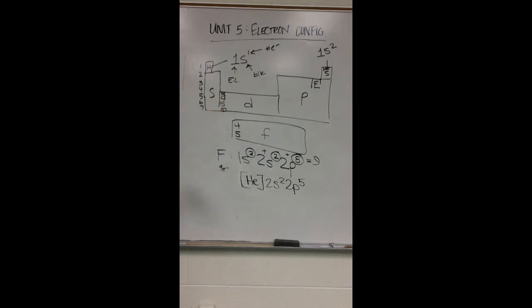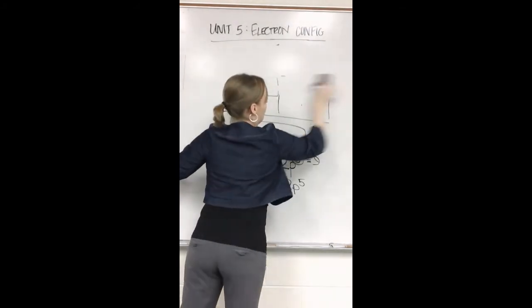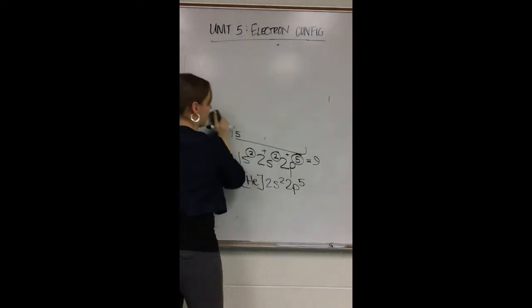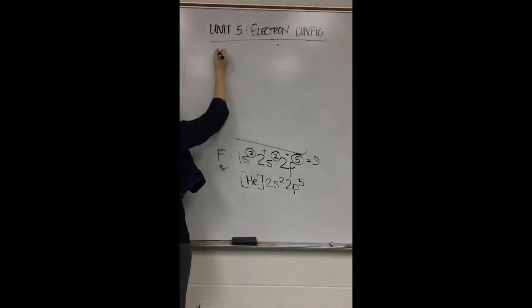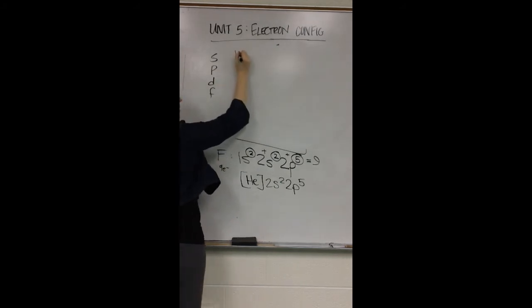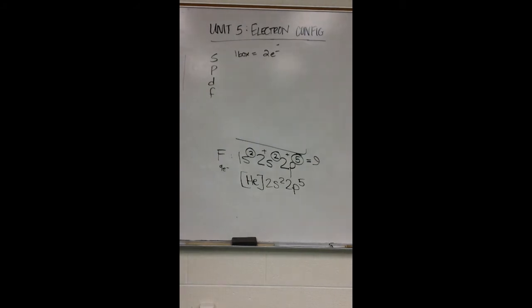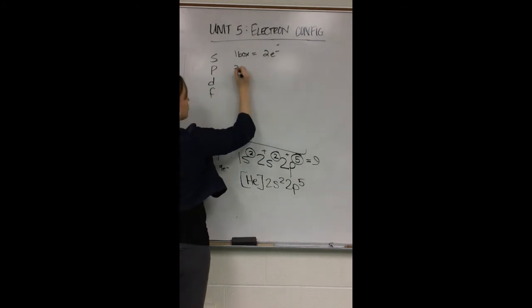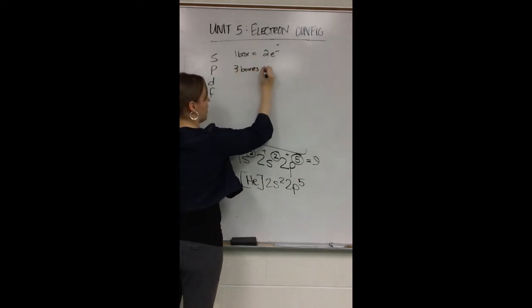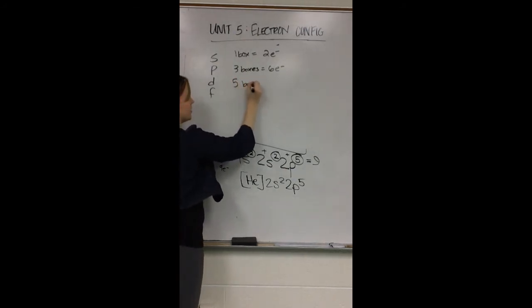If I want to draw an orbital box diagram, there's a couple things I need to remember. I have my 4 kinds of orbitals, S, P, D, and F. S has 1 box, and each box fits 2 electrons, which is why I can fit 2 electrons in S. On my periodic table, the S block is 2 columns wide. P is 3 boxes. It fits 6 electrons, and that's why in the periodic table, P block is 6 elements wide. D, 5 boxes.